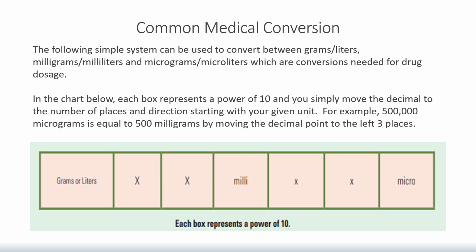So common medical conversions. The following simple system can be used to convert between grams and liters: milligrams, milliliters, and micrograms, microliters, which are conversions needed for drug dosage. In the chart below, each box represents a power of 10, and you simply move the decimal from the number of places in the direction started with the unit you're given. For example, 500,000 micrograms is equivalent to 500 milligrams by moving the decimal point to the left 3 places.